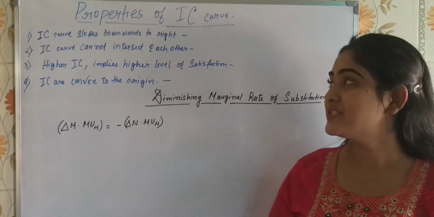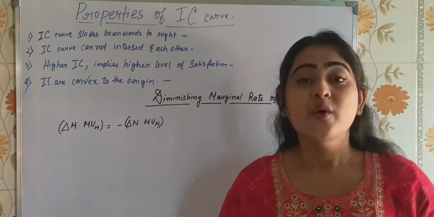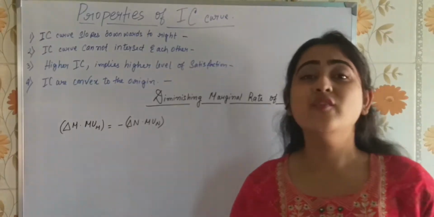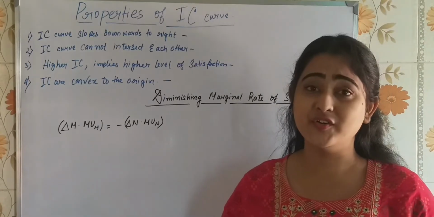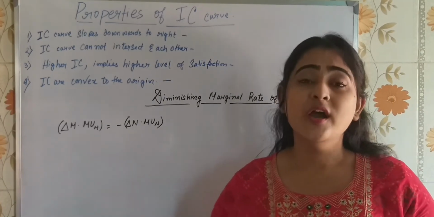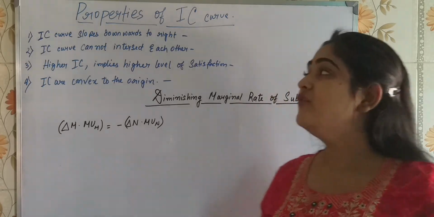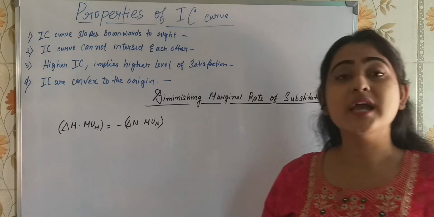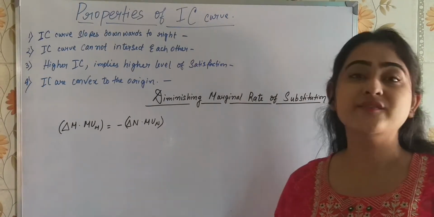Today our topic of discussion is going to be properties of indifference curve. In my earlier video we have already discussed what the axioms of indifference curve are, right? Now we are going to read about the four important properties of indifference curve. The first and very important one is that the IC curve slopes downwards. That is, it is negatively sloped.